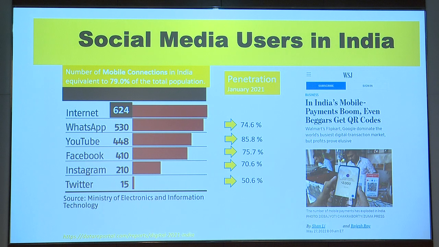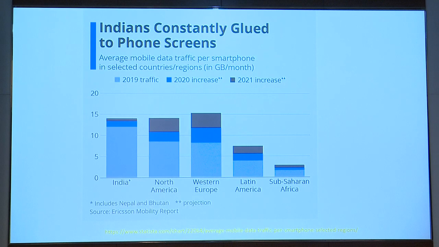And now look at this. This is a report from the Wall Street Journal, which says that in India, even beggars have cell phones and QR codes. So what more can I say about the deep penetration of the digital world in our normal day-to-day life? So that's how important the digital world has now become for all of us Indians. And these statistics show you that Indians are constantly glued to their phone screens. Unimaginable. You and I don't do it, but there are people out there who really do it.